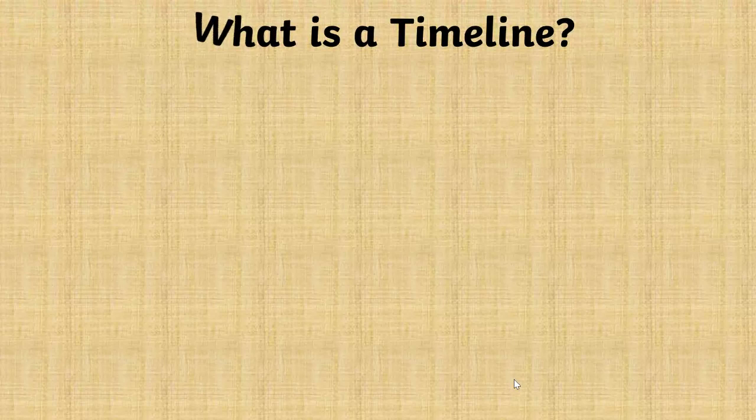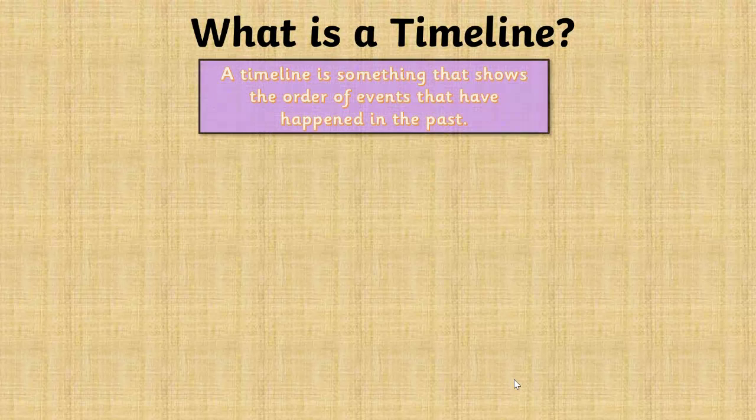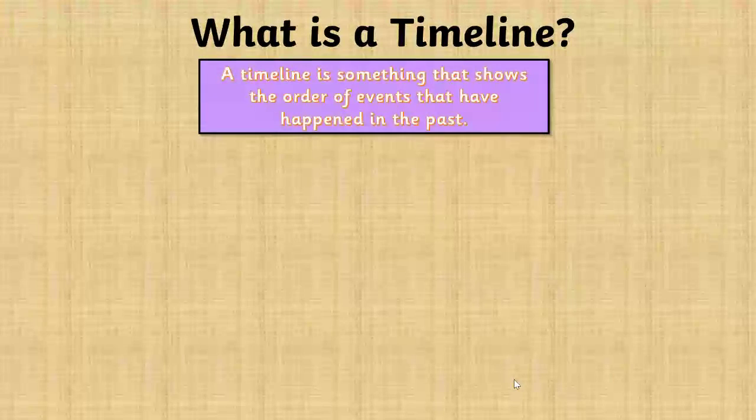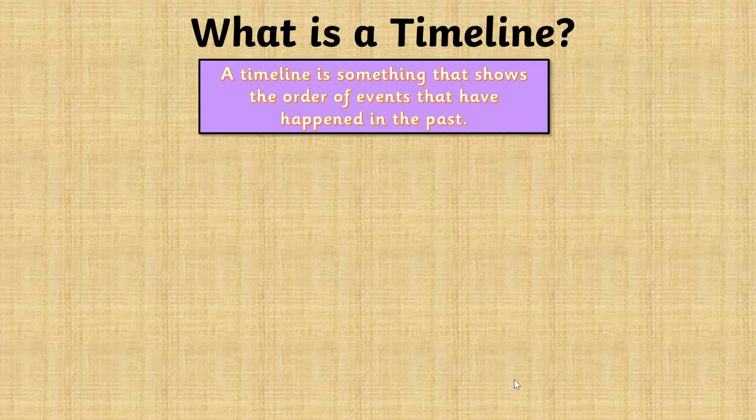We are going to be learning about a timeline. What is a timeline? Now, this might sound a bit complicated, but don't worry. By the end of the lesson, you should know what a timeline is. So it says here, a timeline is something that shows the order of events that have happened in the past. So a timeline is something that we draw. We can draw a timeline to show events that have happened in order.